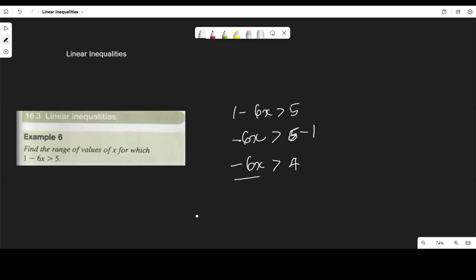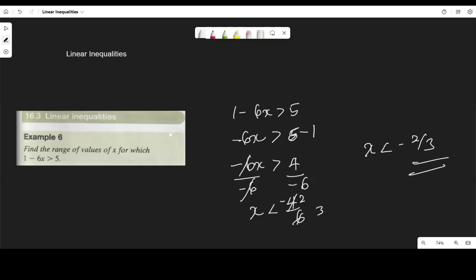To find the value of x, we divide both sides by negative 6. And in inequalities, when dividing by a negative number, the sign of inequality will reverse, so that instead of greater than, it becomes less than. x is less than negative 4 over 6, which we can reduce by 2 to negative 2 over 3. Hence, x is less than negative 2 over 3.